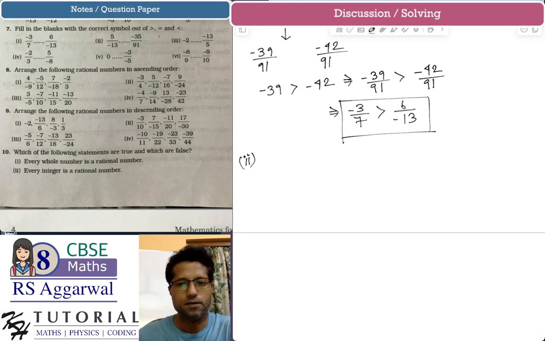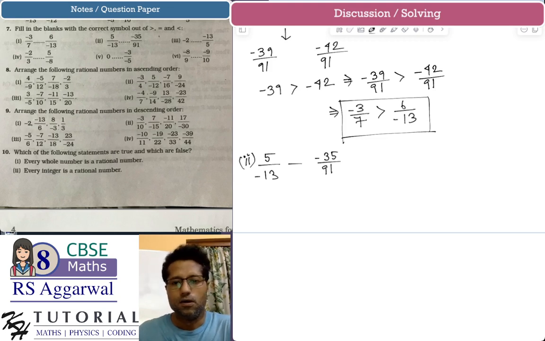Part 2: the numbers are 5 by minus 13 and minus 35 by 91. First, we have to convert the two rational numbers to their standard form. So 5 by minus 13, the denominator is negative. We will make the denominator positive. So it becomes minus 5 by 13 and minus 35 by 91.